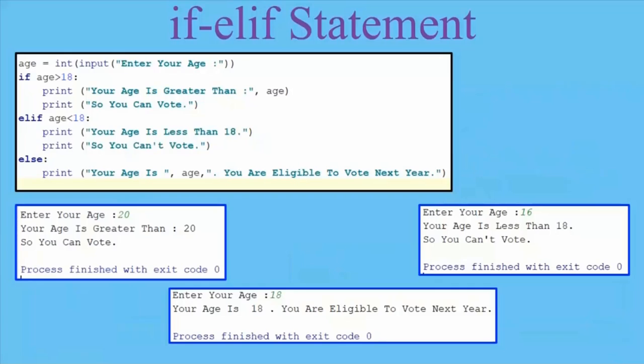So to conclude, the else block will be executed only when the if and else if conditions are false.